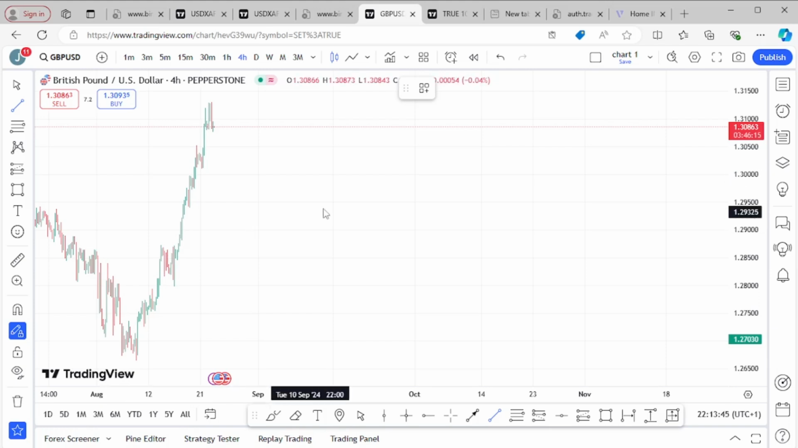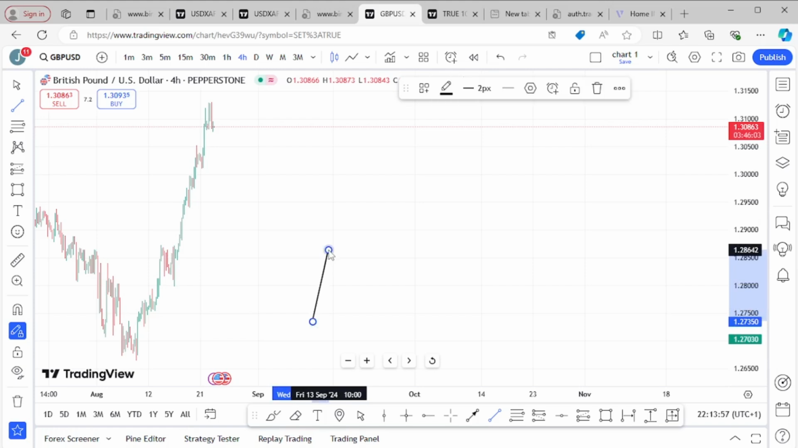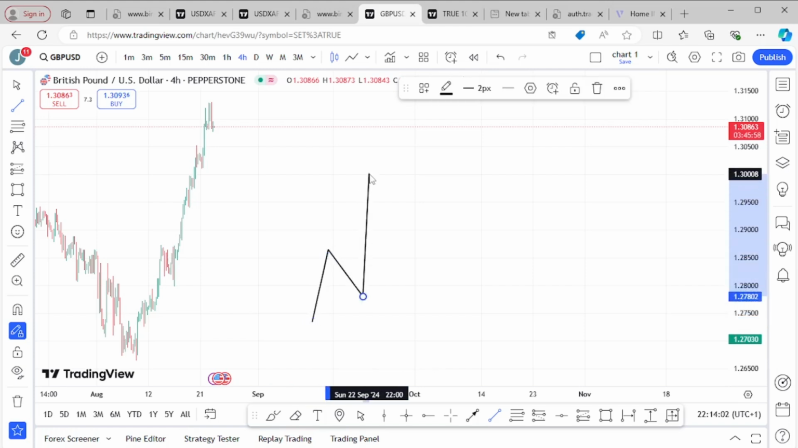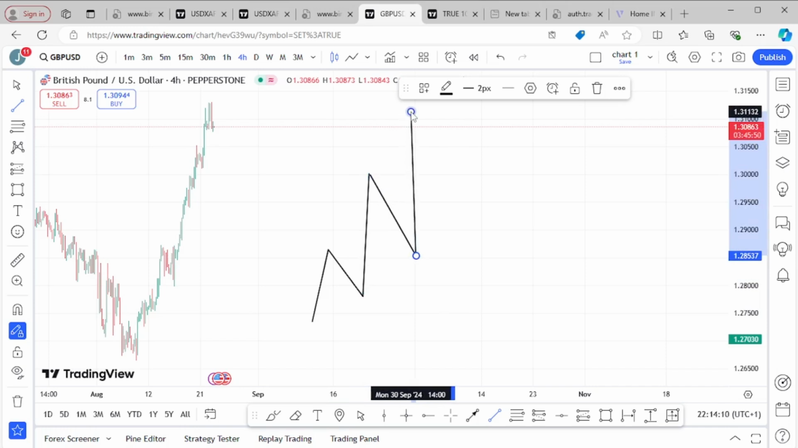So now let me show you how to draw a trend line correctly. Let's take a bullish scenario. We know this is a higher high, higher low, higher high, then higher low. You know, this is a bullish structure.